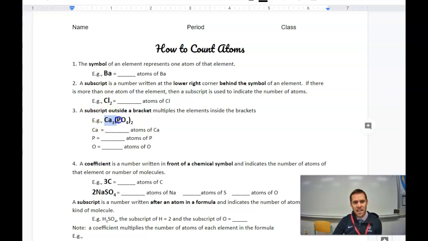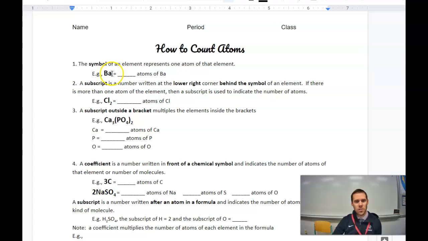So we're going to get to this in a second, but as you can see, I have got a capital C, capital P, capital O. So even if I don't know that this is calcium, phosphorus, and oxygen, I should be able to identify that there are 3 different elements that are chemically bonded together in this chemical formula.